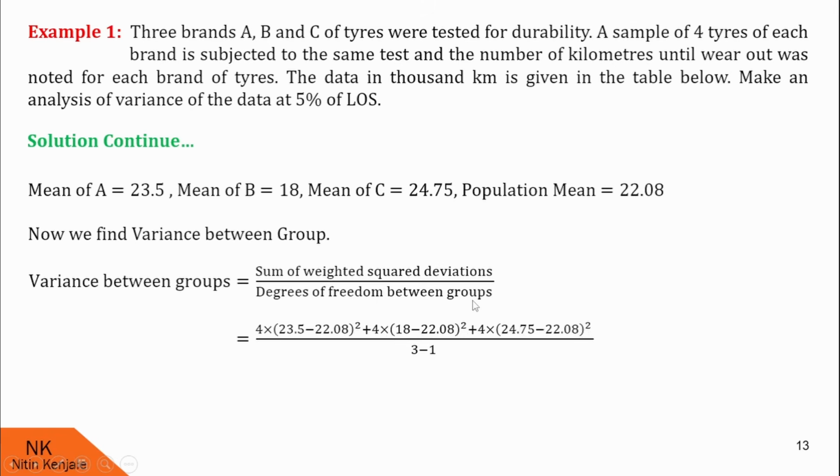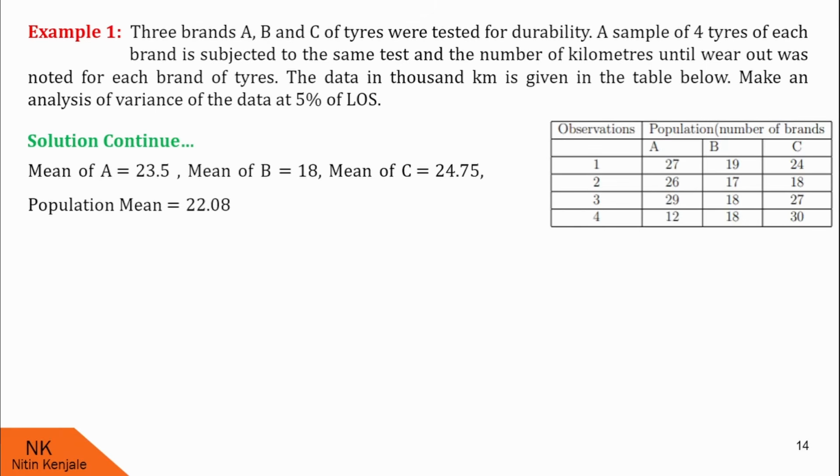Degrees of freedom between groups can be calculated as 3 minus 1 because there are 3 groups. So degrees of freedom will be 3 minus 1. Finally, after simplifying, I see variance between groups is 51.5834. Now let us proceed for variance within groups.